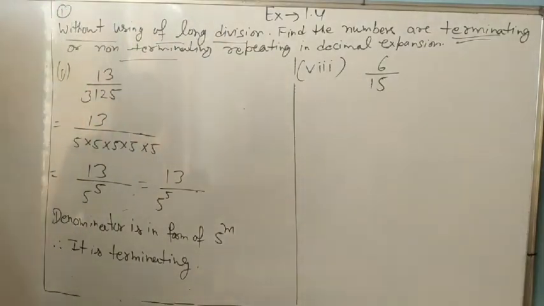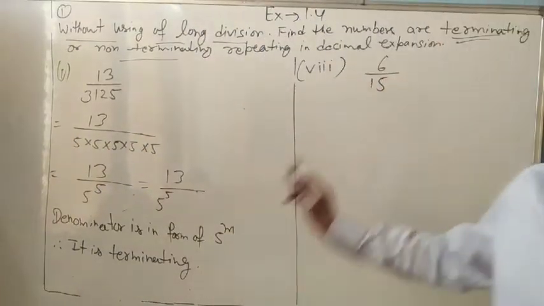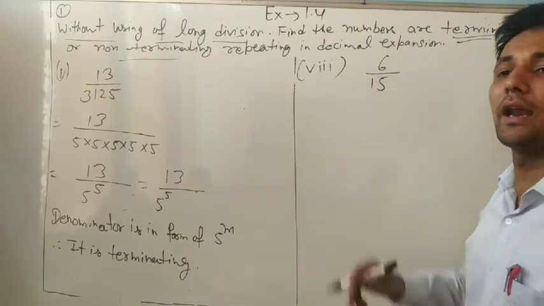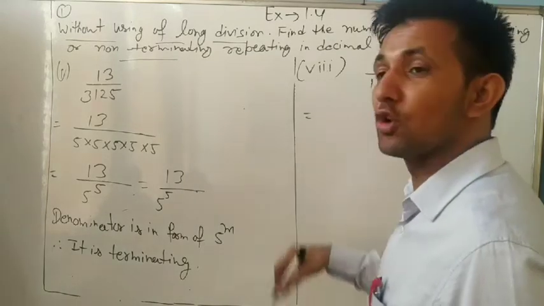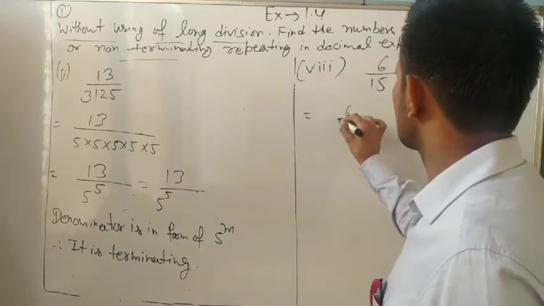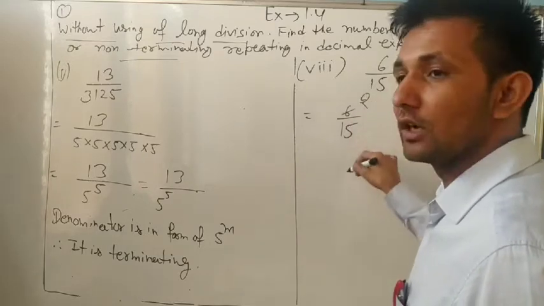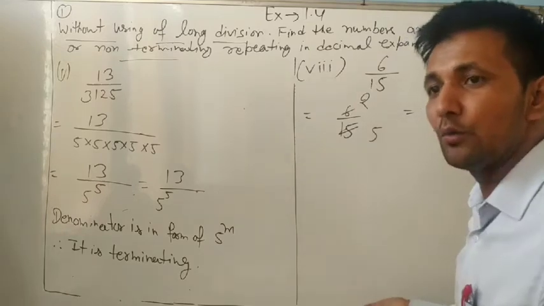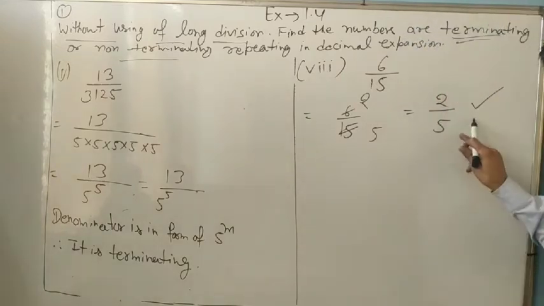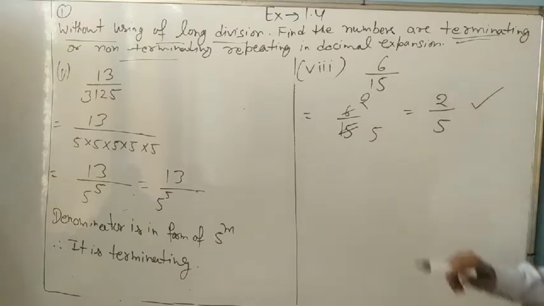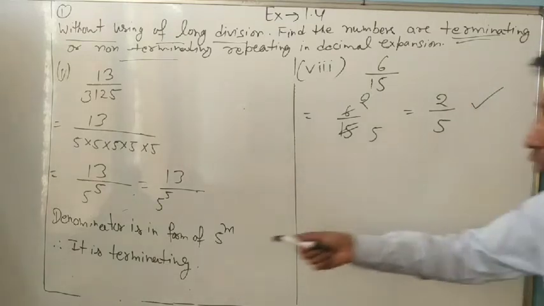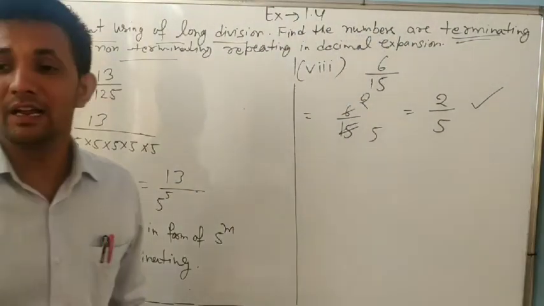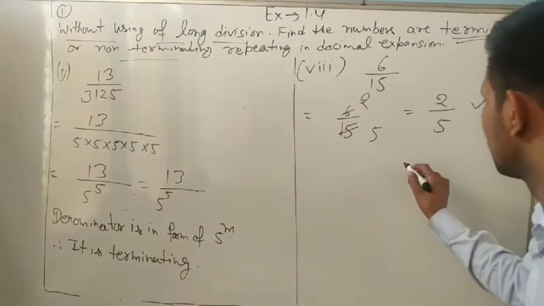Next is 6 upon 15. What will we do? First we write it in p by q form, where p and q are co-prime. Co-prime means there is no common factor. Can we cut 6 upon 15? 3 twos are 6, 3 fives are 15. So it is 2 upon 5. Now it is in p by q form, where p and q are co-prime. Now again we observe that the denominator is of the form 5 to the power m. Therefore it is terminating.